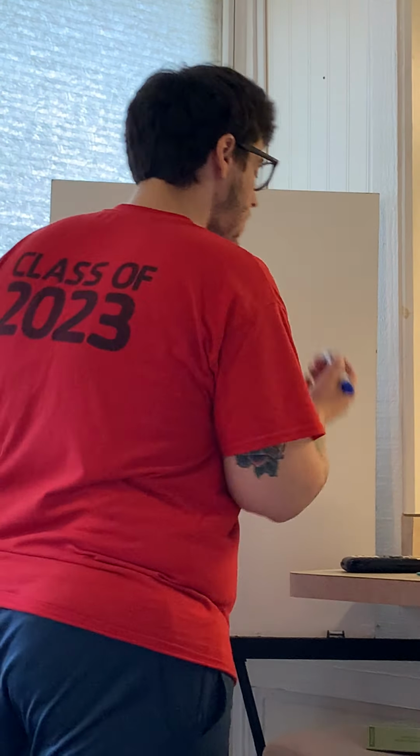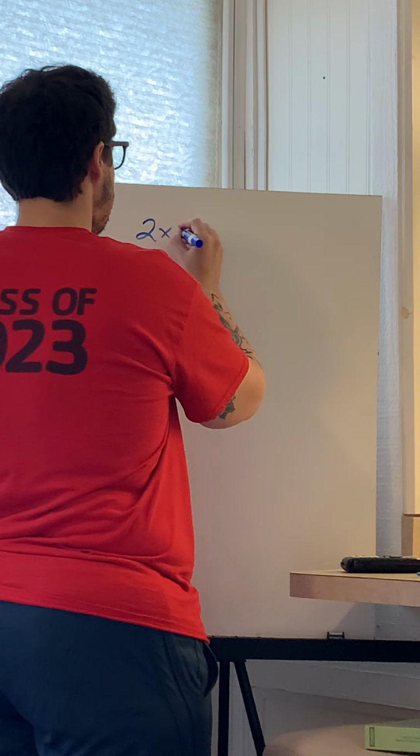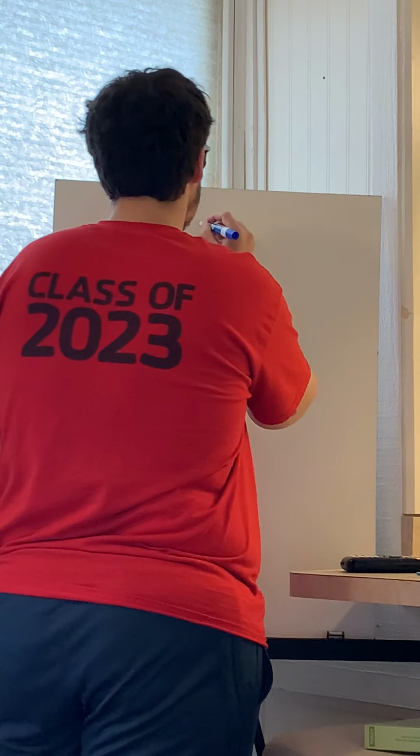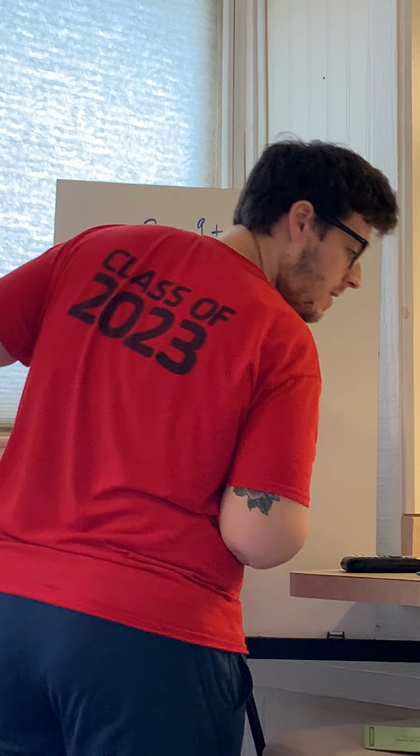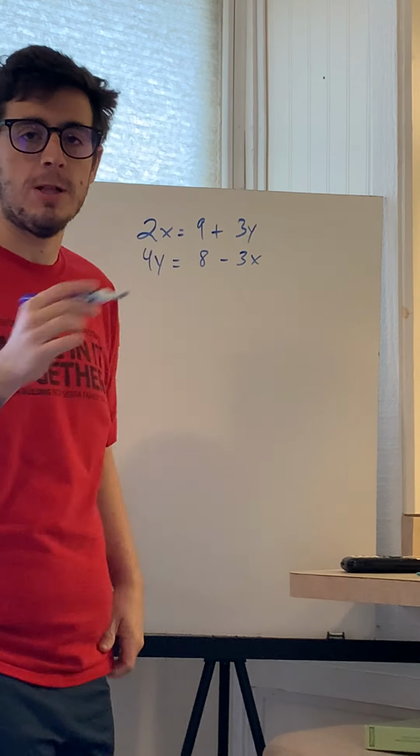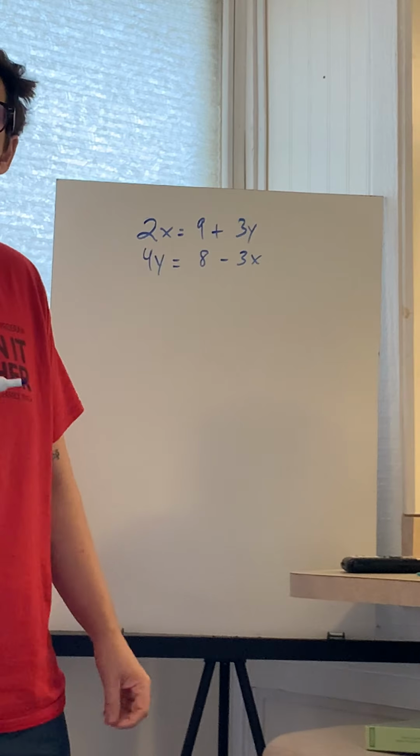So checkpoint 4 on page 754 is 2x equals 9 plus 3y, and 4y equals 8 minus 3x. Yep, so I need to manipulate these a little bit before I can get opposites.